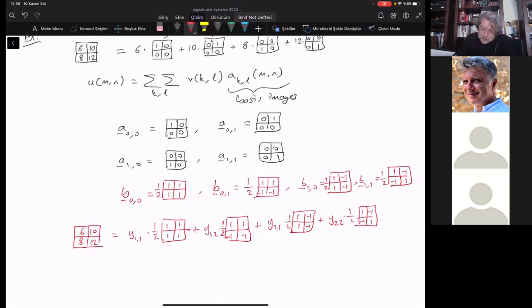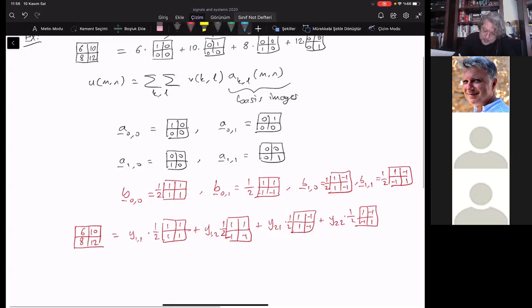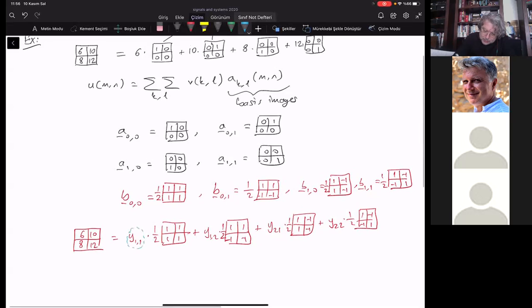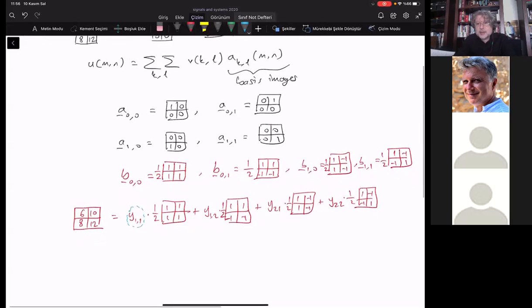So do you remember what y1,1 is? How do we find y1,1? We take the inner product of x and the corresponding G1, let's say. So we have to take the inner product of the signal, which is 6, 10, 8, 12, with 1/2 in parentheses, 1, 1, 1, 1. How do we take the inner product? The inner product is simply obtained by term multiplying and summing up.